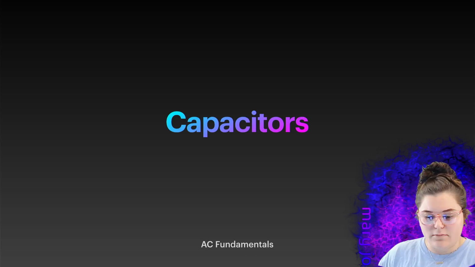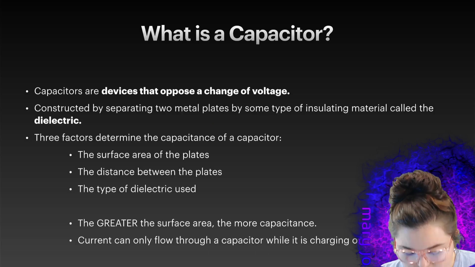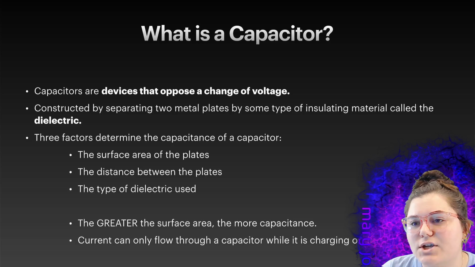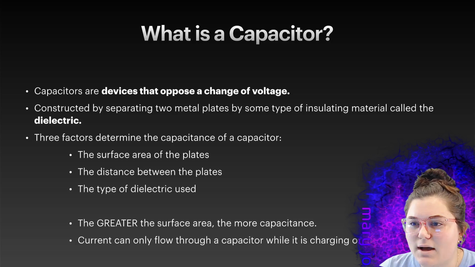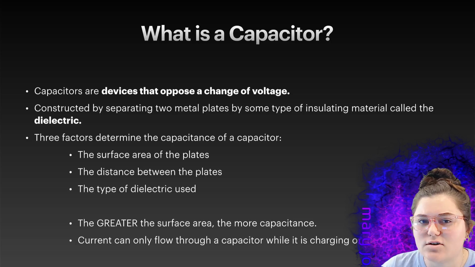Alright, today we're going to be talking about capacitors. So what is a capacitor? Capacitors are devices that oppose a change of voltage. They're constructed by separating two metal plates by some type of insulating material, and that's going to be called the dielectric. Three factors determine the capacitance of a capacitor.